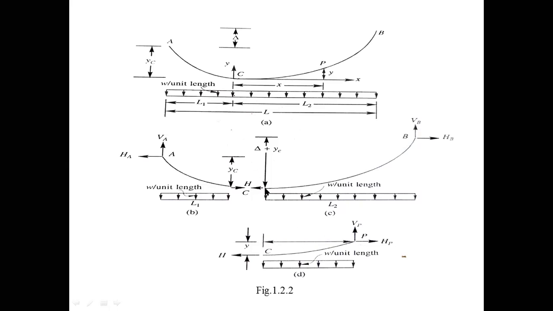So let us take a coordinate at the lowest point C. X is the horizontal distance, which is the abscissa, and Y is the vertical distance, the ordinate. So it means V increases. V is equal to WX by applying sigma Fy equal to 0. What does that equation say? V increases linearly with X on either side of the lowest point.